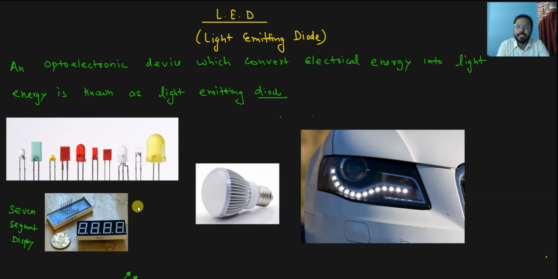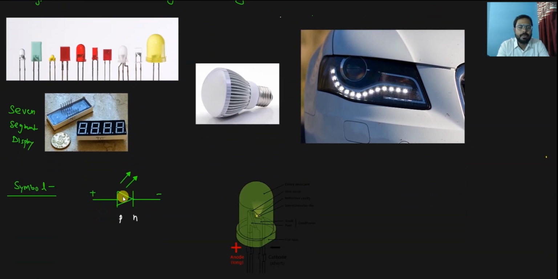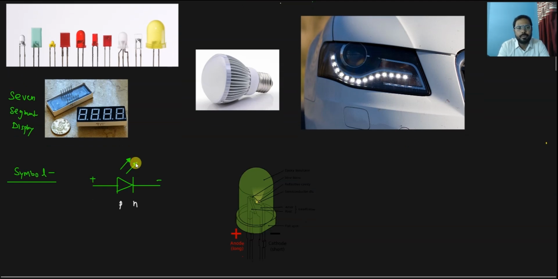From where does the light come? The symbol of the LED is this one. This is a P-type, N-type semiconductor. The arrow represents the flow of light going outside of that LED. That's a PN junction diode.